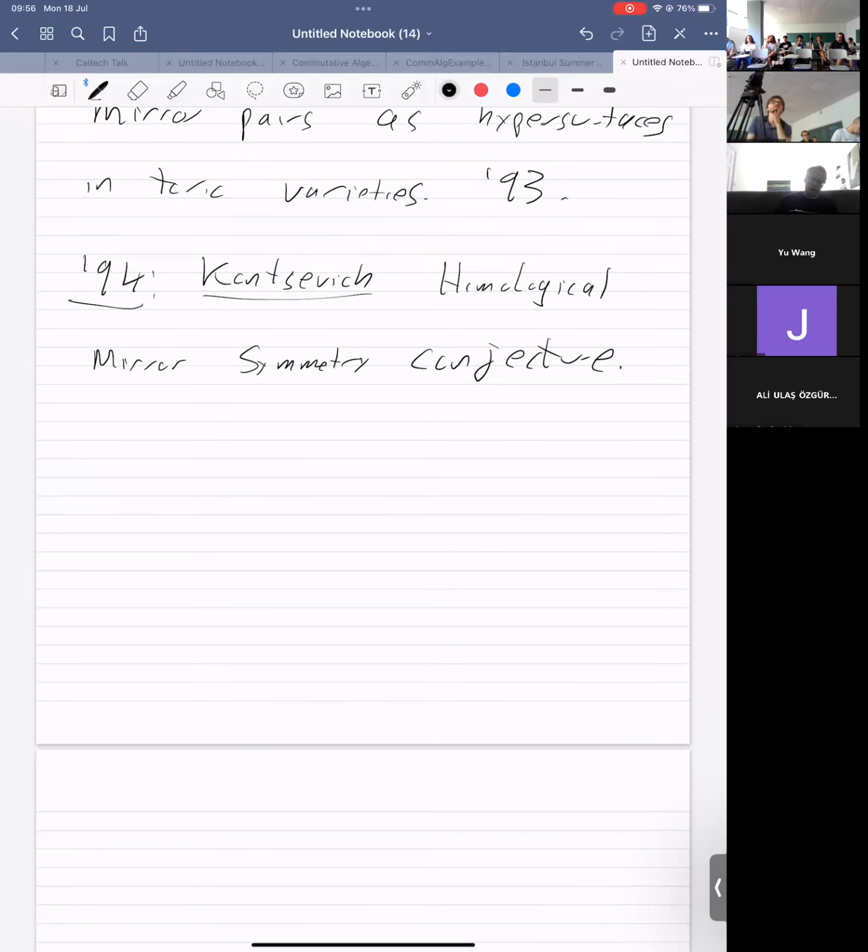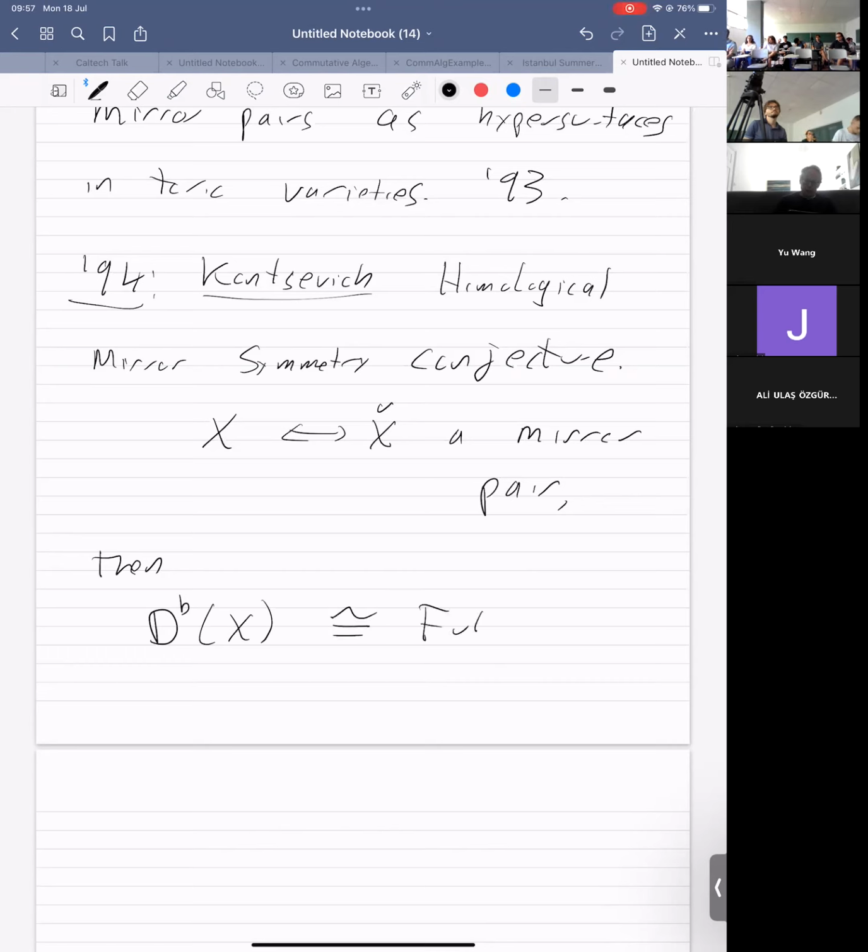Now, very roughly, what he said is if you have a mirror pair, then the philosophy is that the complex geometry of X should be isomorphic to the symplectic geometry of X check. And he made that precise in terms of categories. So I'll say a few words about what these things are. But again, I hope we see more of these over the course of the next 2 weeks.